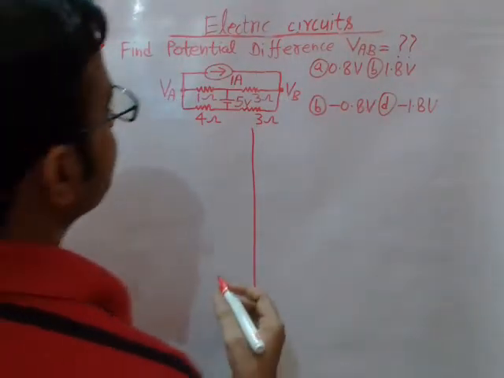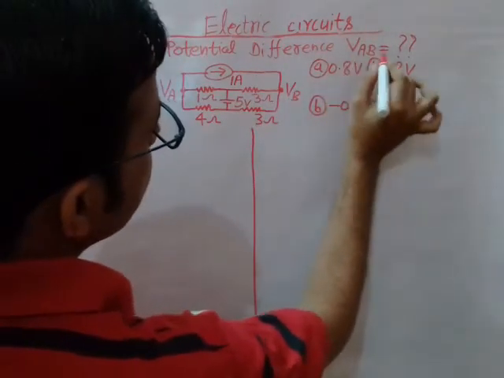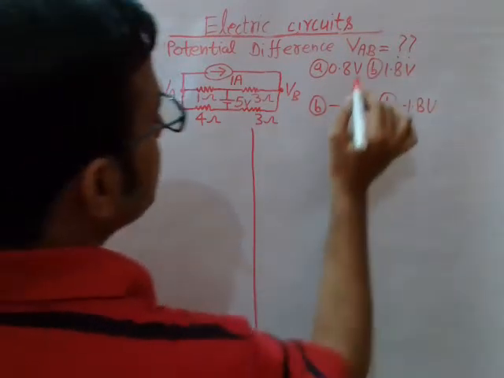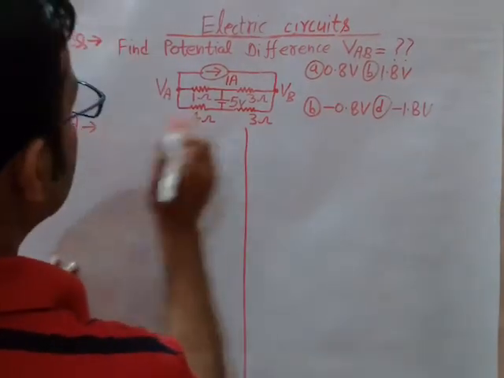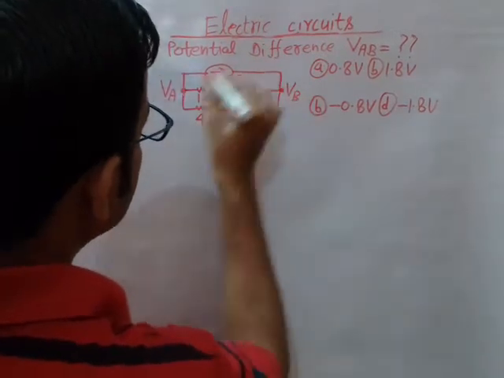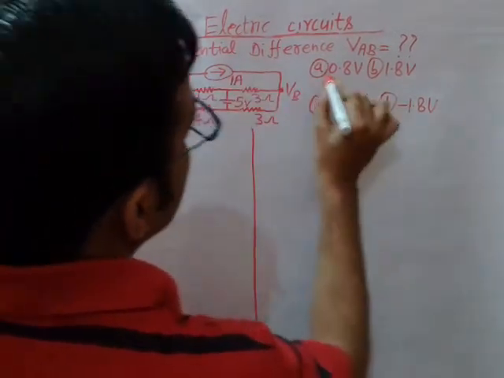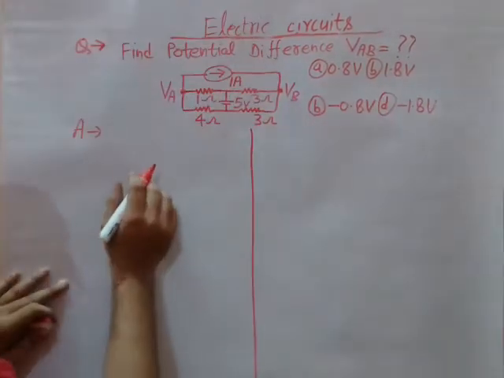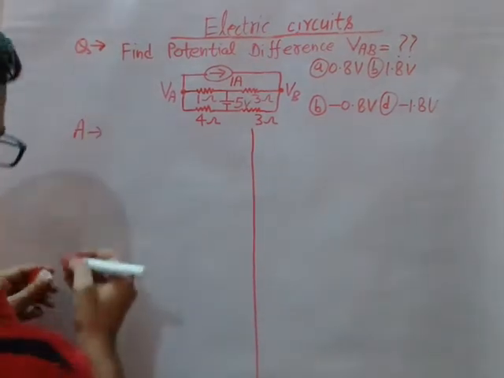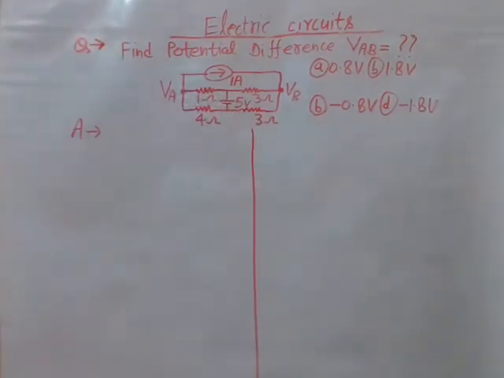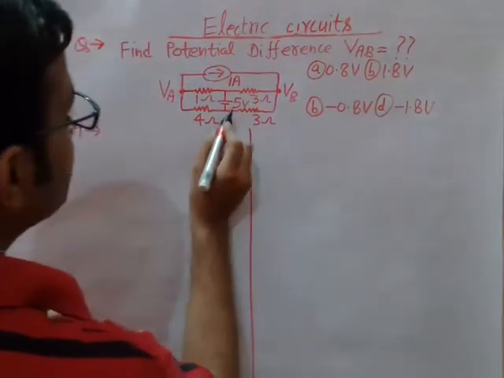In this question you have to find out this VAB. VAB you have to calculate from this given network. Out of A, B, C, D only one option is correct and you have to choose that correct option. Please have a close look at it.